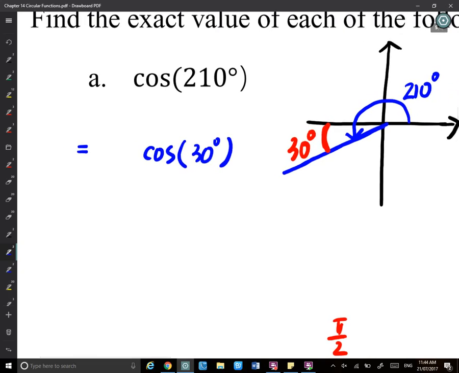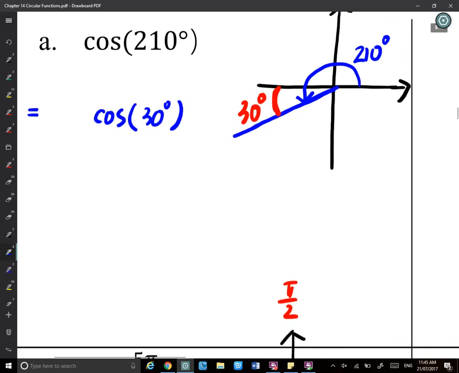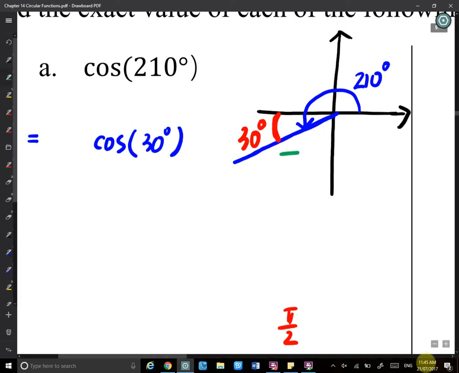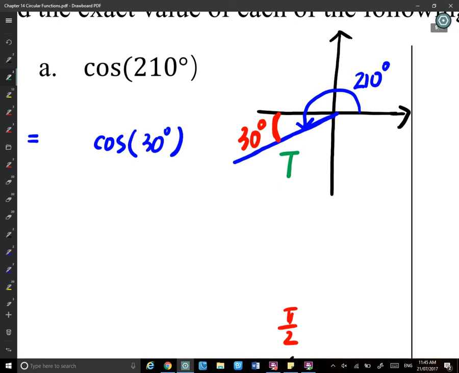That's the first step, and then we need to do another small thing, which is to decide the quadrant this angle is in. The CAST diagram: what quadrant is this angle in? The third quadrant is whose quadrant? This is tangent's quadrant. What does T mean? Why do we write a T here?